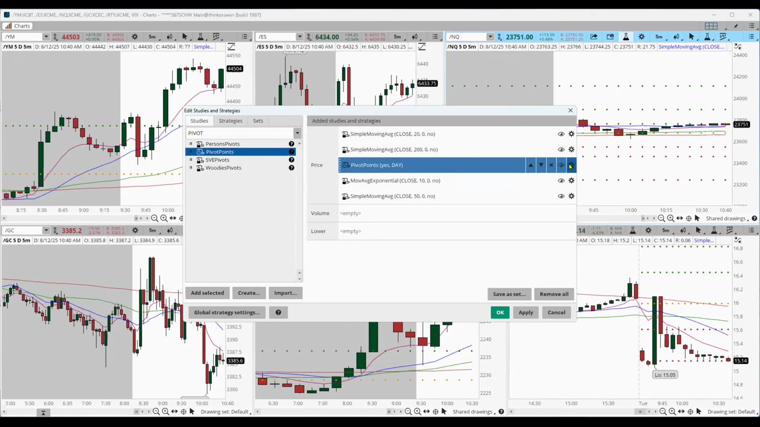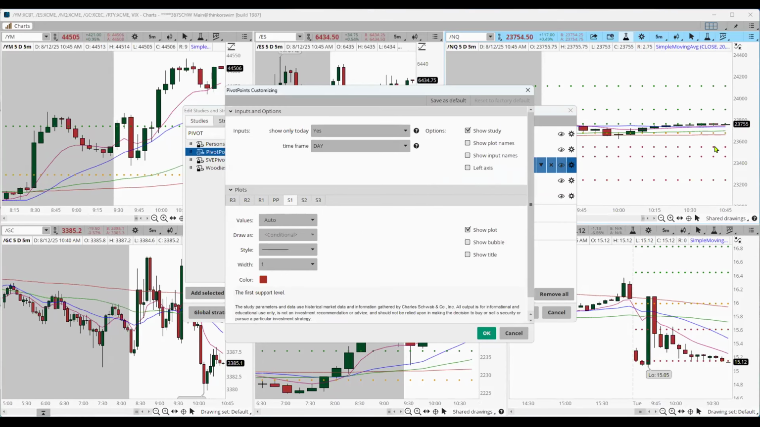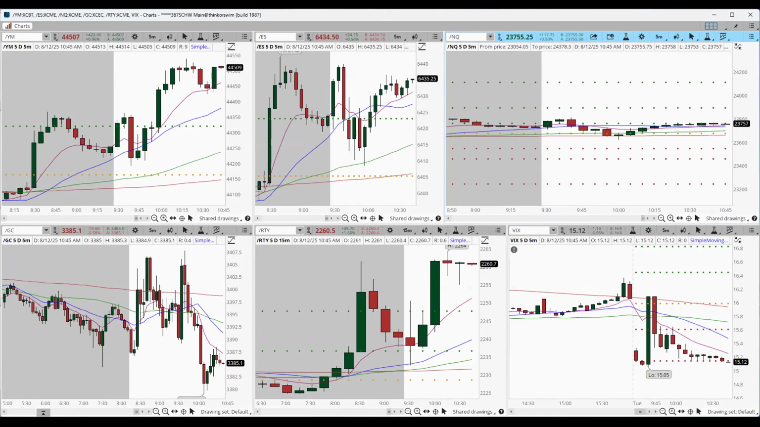I have them color coded. There are 3 resistance areas marked with green, you can see this one, this one, this one. There are 3 support zones marked with red, this one and this one. This is S1, 2, and 3. And there is the medium pivot right here, which is the yellow. These are the pivot points that I use. Like I said, I've been using them for 18 years, and basically you use them only for intraday trading.